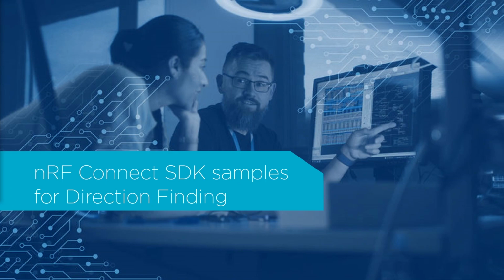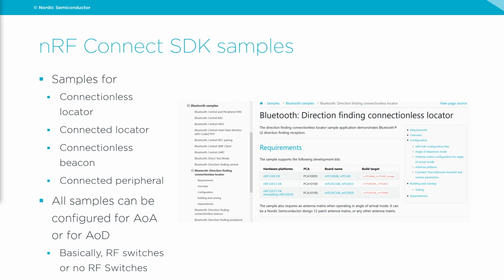So when it comes to what's inside the Connect SDK, we have multiple samples in the SDK. We always recommend that you go for the ones that we link in the NRF folder. These are the ones that we develop for the maximum functionality and that we do testing on all the time. So there are samples for a connectionless locator and a connected locator as well, either as a central or connectionless locator. There is also for a connectionless beacon and for a connected peripheral. And these ones can be configured for AoA and for AoD.